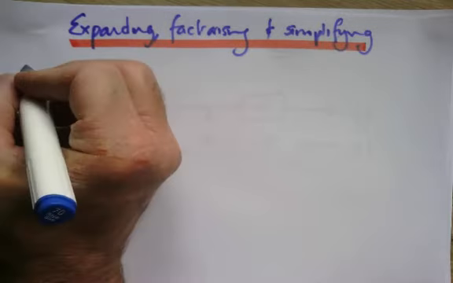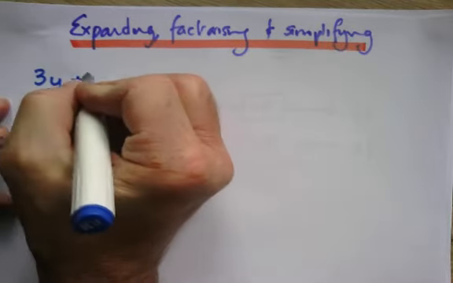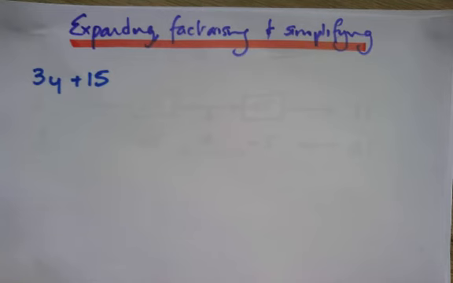So it says here, let's factorize this. Now, when you're factorizing, you've got to split this number down.